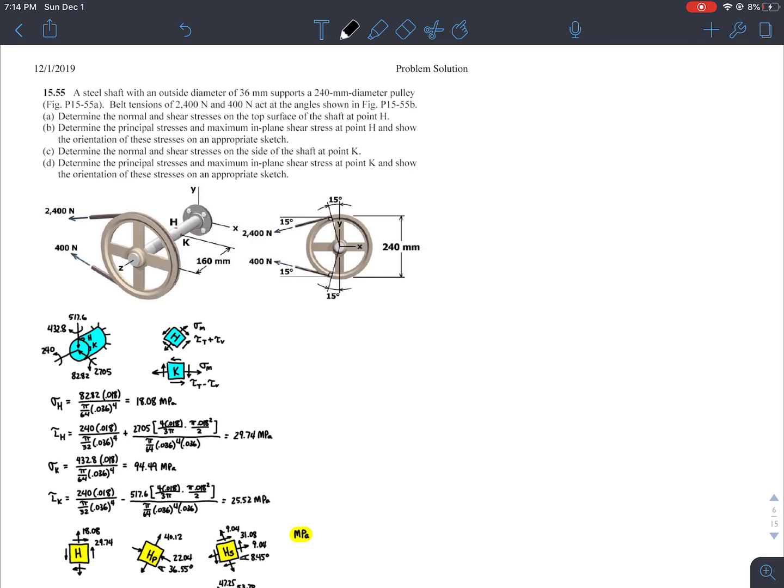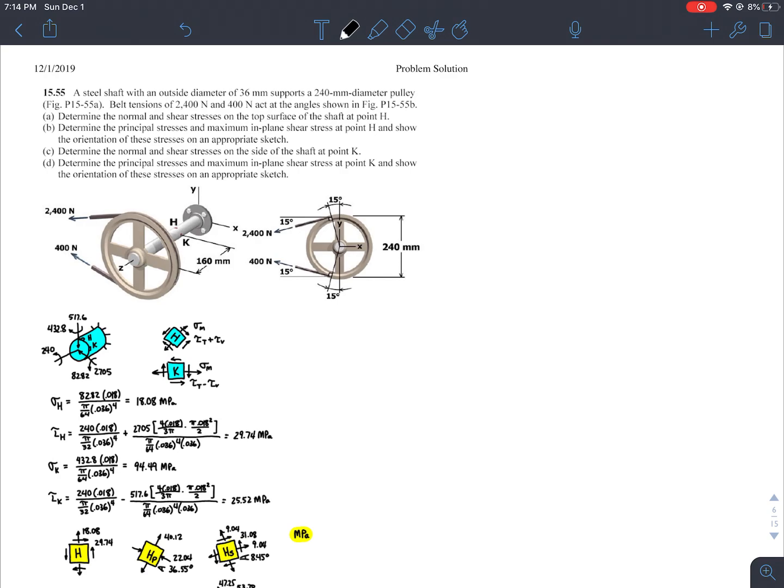This problem is actually quite similar to the previous problem, but the difference is that I have somewhat more complicated issues in terms of external forces. So a steel shaft with an outside diameter of 36 millimeters supports a 240 millimeter diameter pulley. Belt tension is 2,400 Newton and 400 Newton, acting at the angle shown in this way.